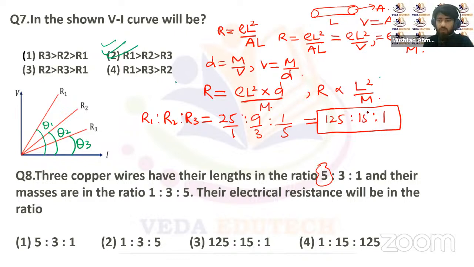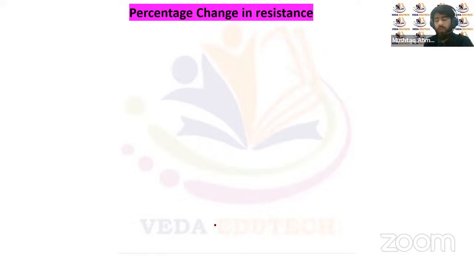It will be 125 ratio 15 ratio 1, right? So option C, or option 3, will be the correct option for this question, right? Now let's move on to the next topic.